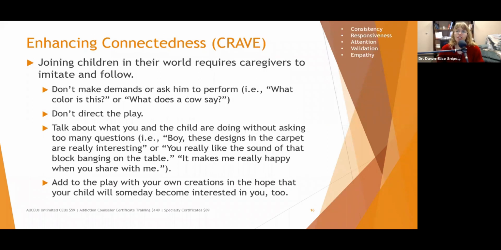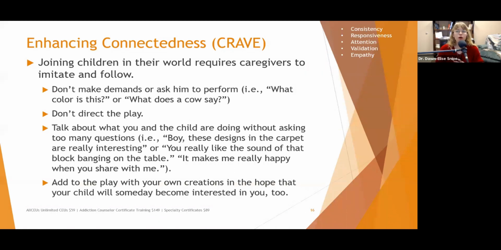Join children in their world. Require caregivers to imitate and follow. Don't make demands or ask the person to perform, saying, what color is this, or what do the cows say, which is what we do with a lot of children. That's directing the play, and the person on the spectrum is probably not going to respond strongly.